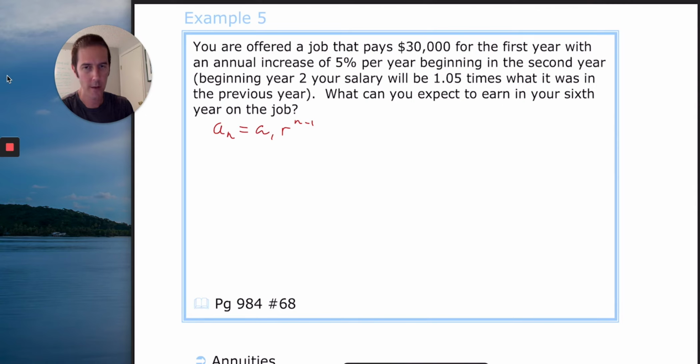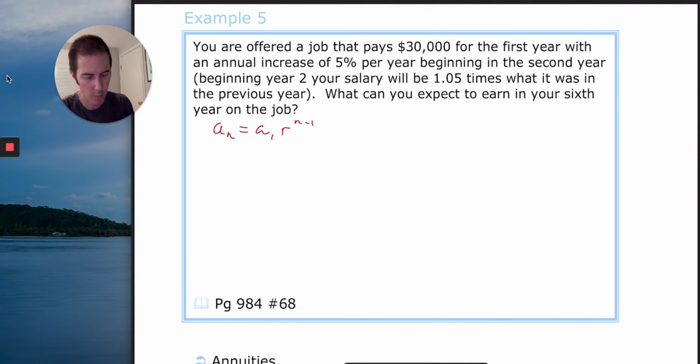It's 30,000, the amount of money that we made in our first year. Do we know what the common ratio is? Do we know what we're going to be multiplying by over and over again? Definitely. It's the 1.05. And do we know what our n value is? Yes, we want our salary in the 6th year, so we're good to go. If you want to label those things, you can.